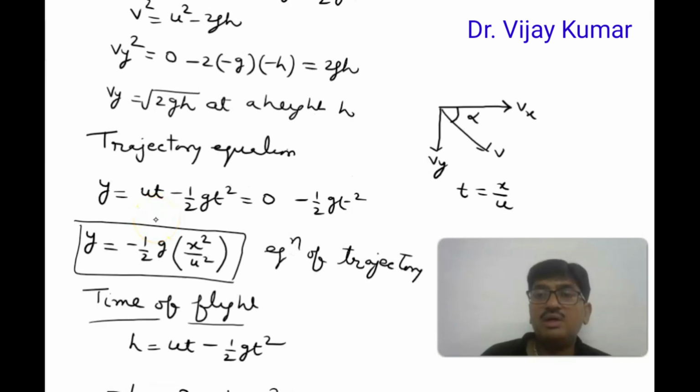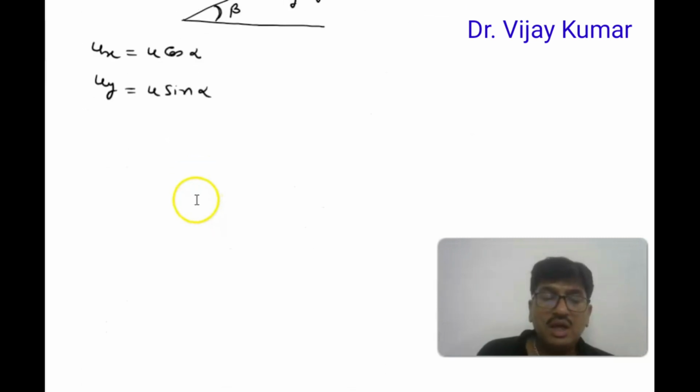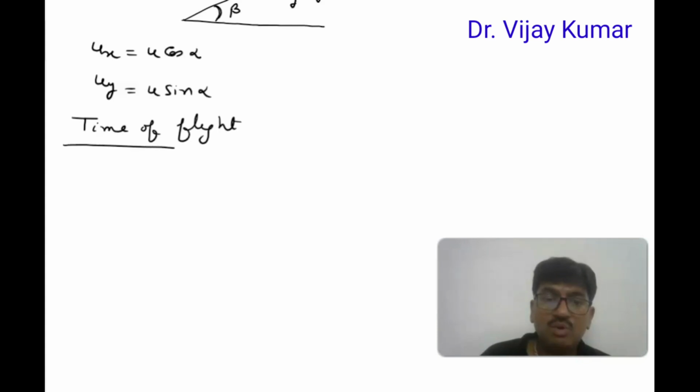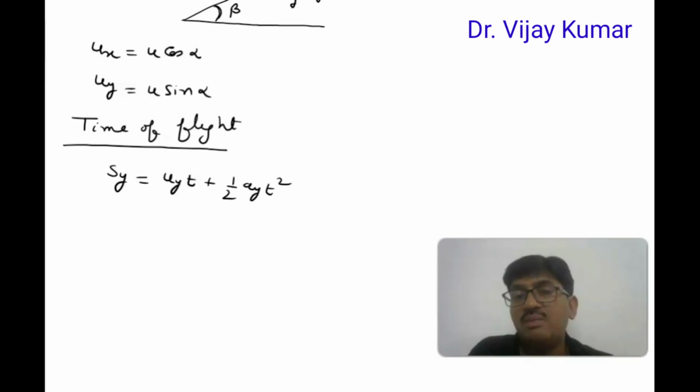This is alpha, the angle of the resultant velocity from the horizontal. Now, if we want to determine the time of flight, we know that s equals ut plus half at square, and time of flight means the time the object is in the air. So we should take the y component of all the components.